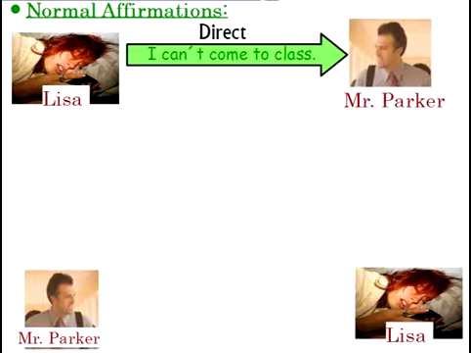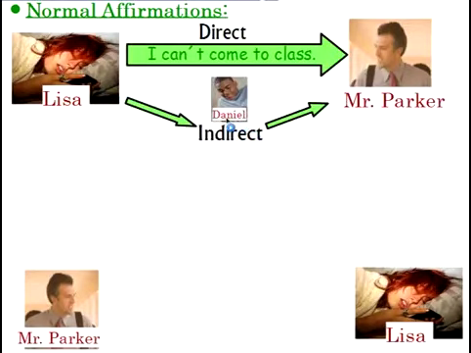Good. All right, so let's look at the normal affirmations and how we make indirect requests with normal affirmations, right? Normal sentences. If you remember, Lisa wanted to talk to Mr. Parker, but she couldn't, right? A direct message is, "Hey, Mr. Parker, I can't come to class." But remember that she couldn't do that. She had to talk to Daniel first, and then Daniel had to talk to Mr. Parker. So what Lisa says to Daniel, the message she passes to Daniel, is what we call the indirect request.